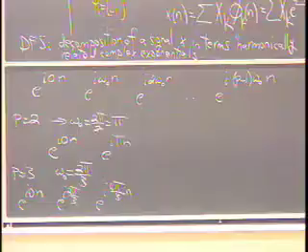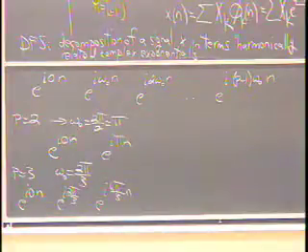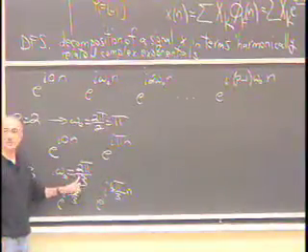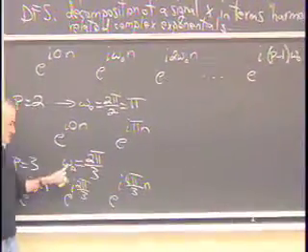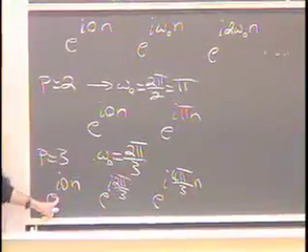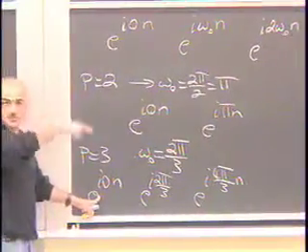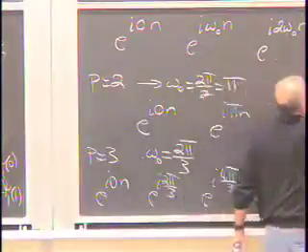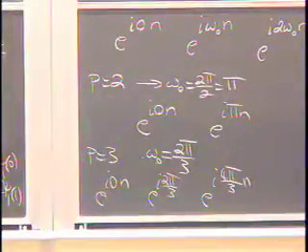Why do I not care about e to the i 3 omega naught n in that case? Why not 3 omega naught n? It's just the same as this guy. Right? So they cycle. So we only need P of these complex exponentials.